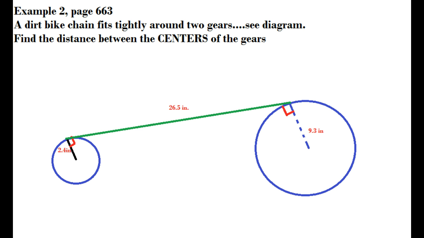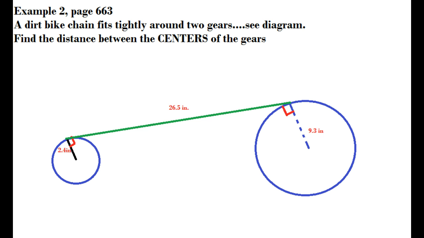Okay, so here's the problem. It's example 2 on page 663. You can read the more detailed description in the book, but it's basically a dirt bike chain fits tightly around two gears. The smaller gear has a radius of 2.4 inches, and the larger gear has a radius of 9.3 inches. And they want to know this distance from the center of each gear.